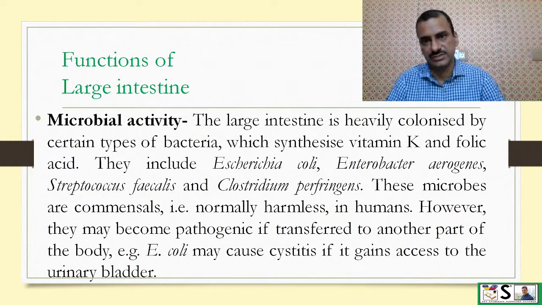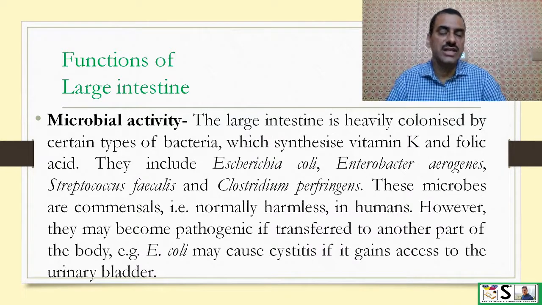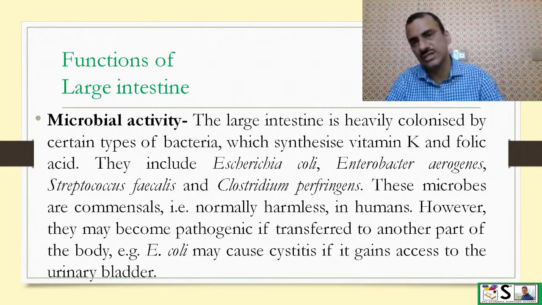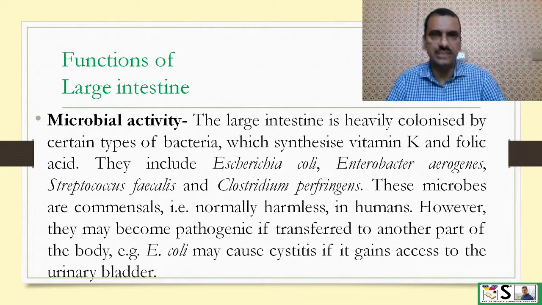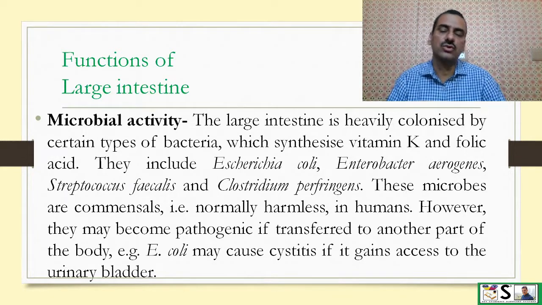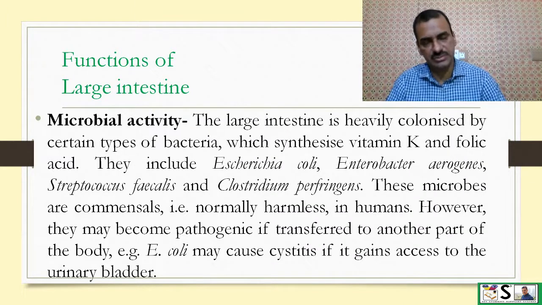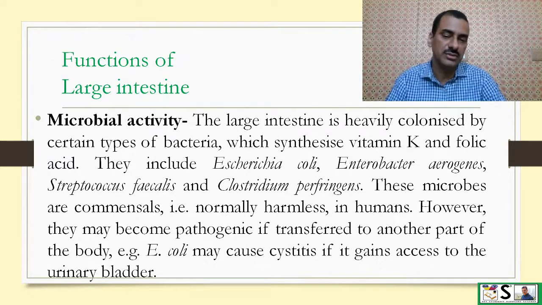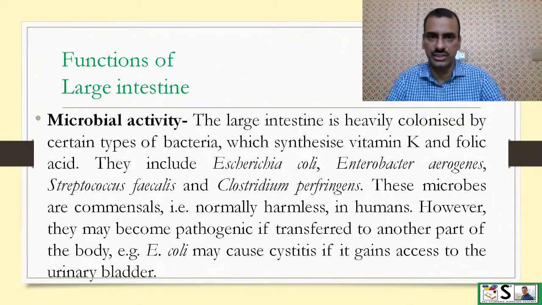Second is microbial activity. The large intestine is heavily colonized by certain types of bacteria which synthesize vitamin K and folic acid. They include E. coli, Enterobacter aerogenes, Streptococcus faecalis, and Clostridium perfringens. These microbes are commensals, meaning they are normally present and harmless in the human. However, they may become pathogenic if transferred to another part of body. For example, E. coli causes cystitis or urinary tract infection if it gains access to the urinary bladder.